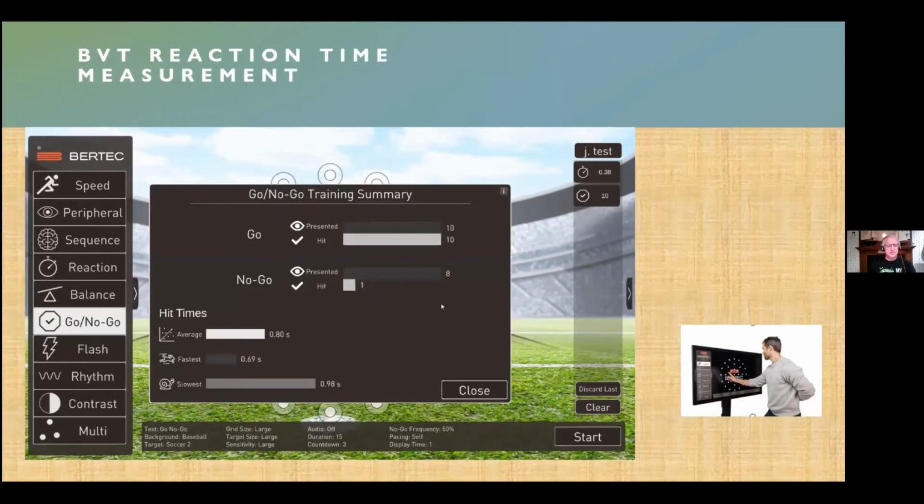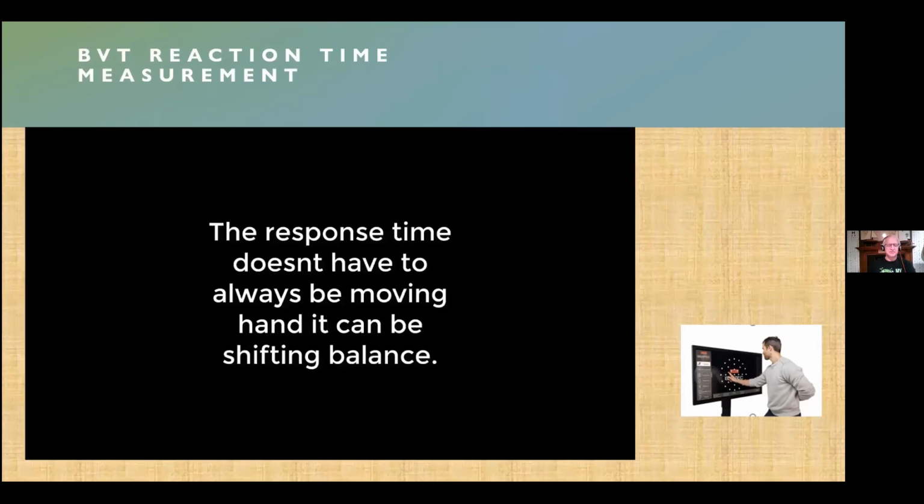So if you look at the response times, or what's called hit times there, they were 0.8 of a second. And I was doing my best, but on the other ones, we were looking at 0.6, so about 0.2 of a second longer on those responses.